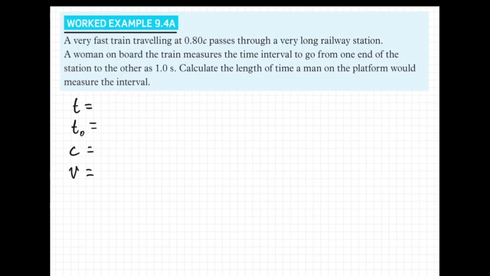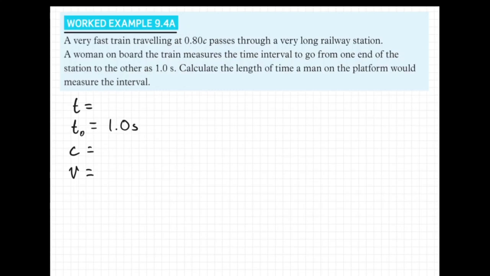We know one of the times. Let's establish if it's proper or if it's relative time. Here, 1 second. A woman on board the train measures the time interval from one end to the other as 1 second. Is she measuring proper time? Has she got one clock present at both the starting and ending event? Yes, she measures proper time as 1.0 seconds. Very fast train.